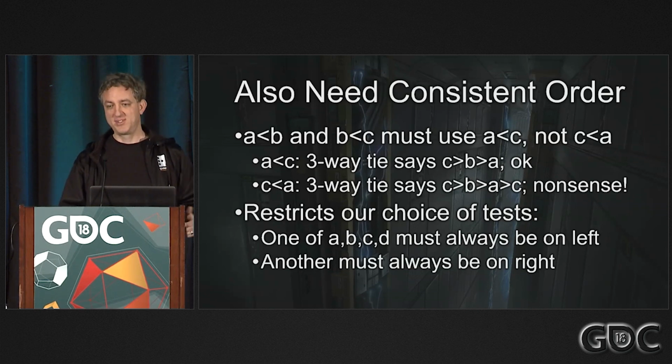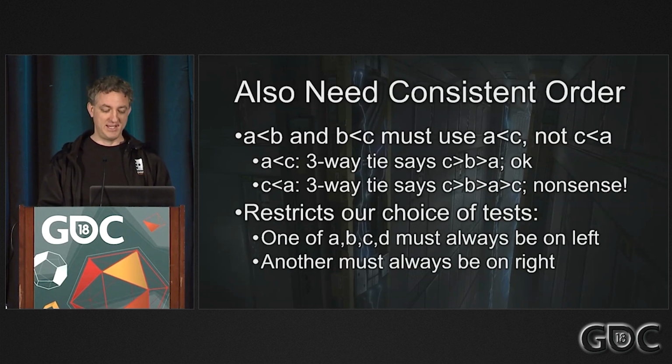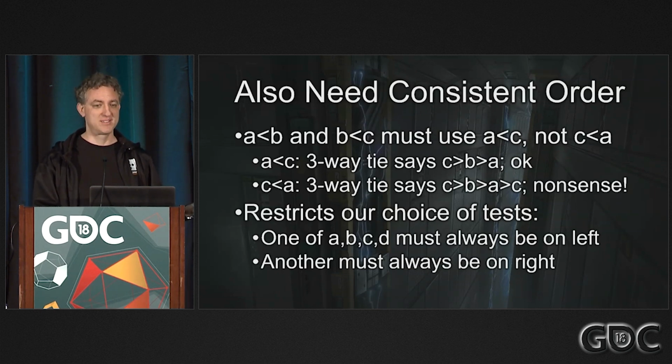So another subtlety is that if we use A is less than B and B is less than C, we have to use A is less than C. We're not free to choose C is less than A for one of our tests. And it's because if we chose C is less than A, we could end up with our all equal test saying that C is greater than C, which makes no sense. So because of that, one of the 4 boxes always has to be on the left-hand side of each test we use it in, and one of them always has to be on the back. That kind of narrows the combinations we can check.